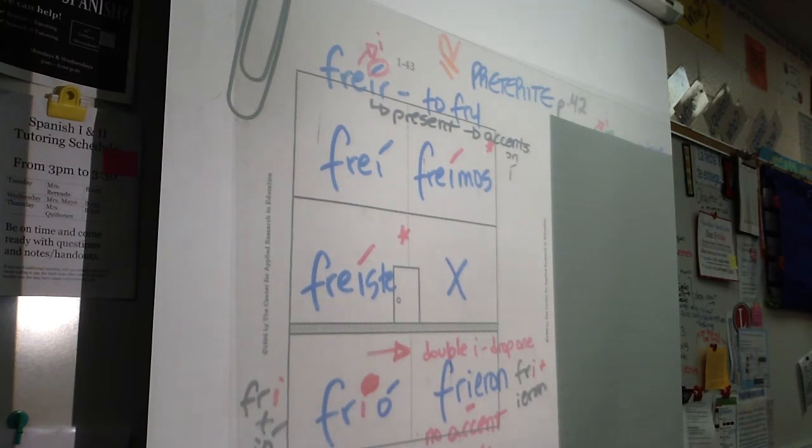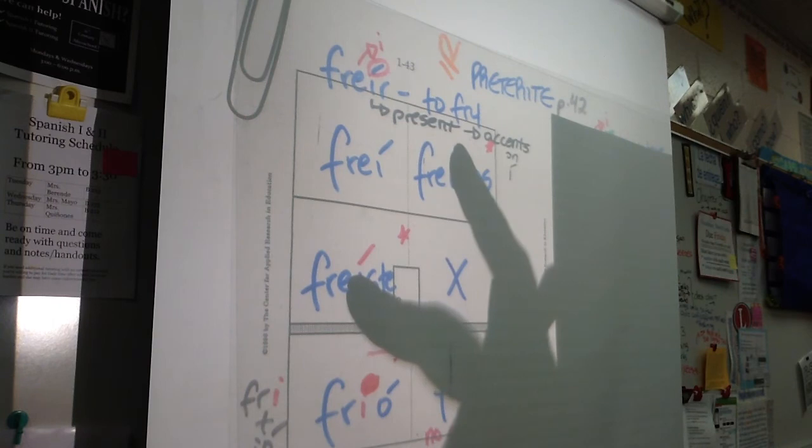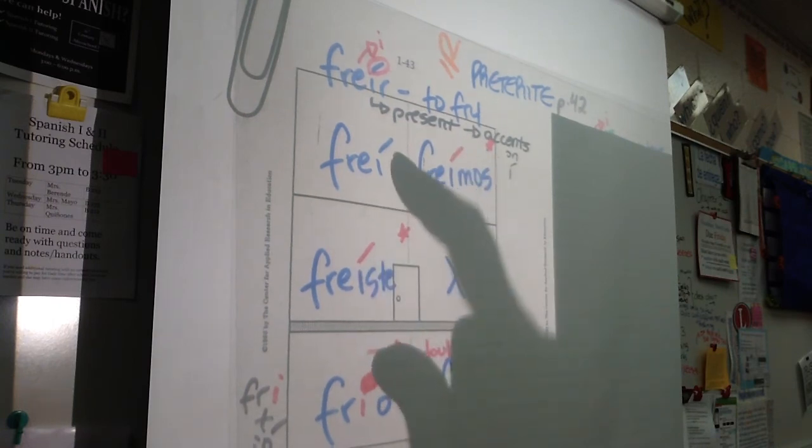Accent is on the O because that's where it normally is for the ending. And then for the ellos, ellas, ustedes, or anything plural form, frieron, double I, drop one. No accent on that one, but extra accents right here. These two are normally there.